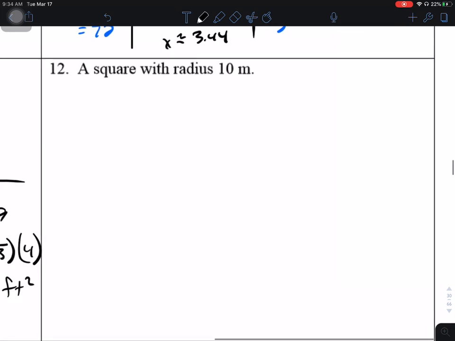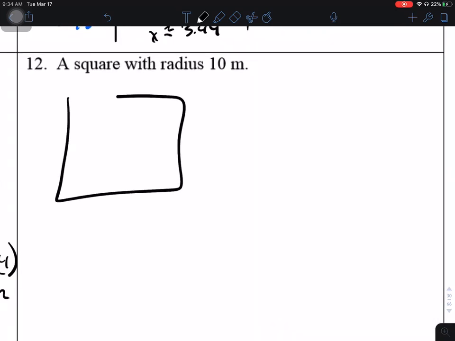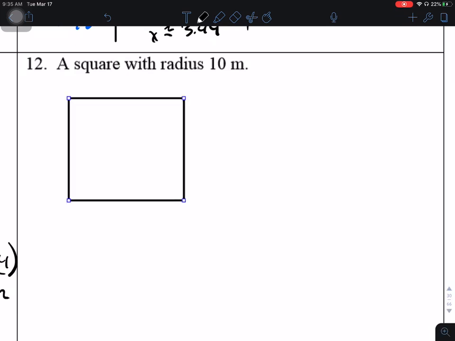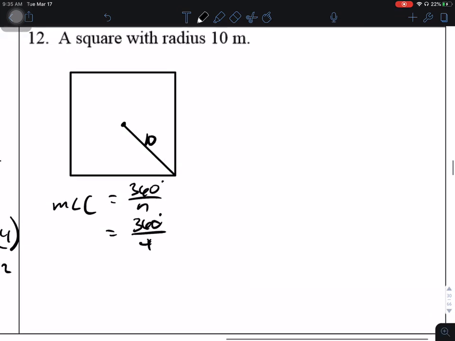Number 12, last one before we have our algebra review. A square with a radius of 10 meters. As we discovered earlier, the measure of a central angle of a square is going to be 90 degrees.